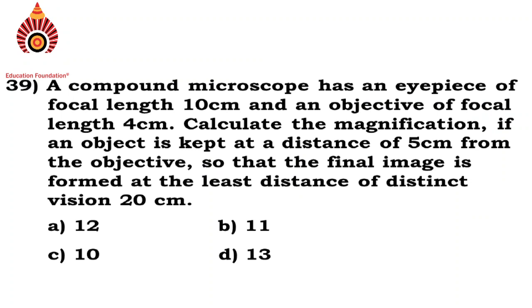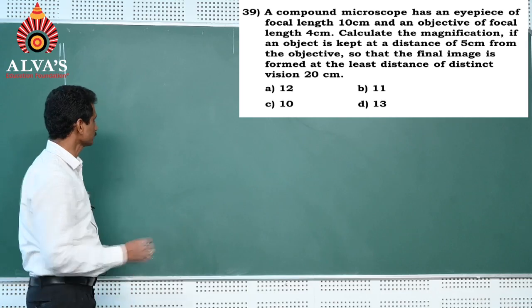Okay, let me move on to the next question, question number 39. A compound microscope has an eyepiece of focal length 10 centimeter and an objective focal length of 4 centimeter. Calculate the magnification, if an object is kept at a distance of 5 centimeter from the objective so that the final image is formed at the least distance of distinct vision, 20 centimeter.